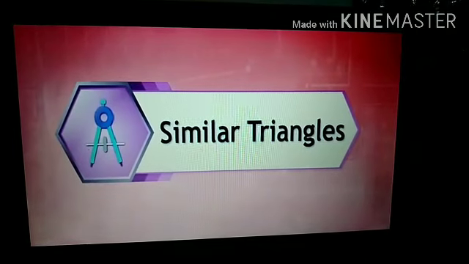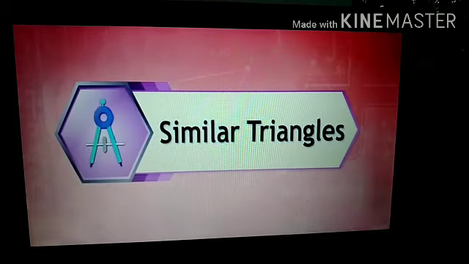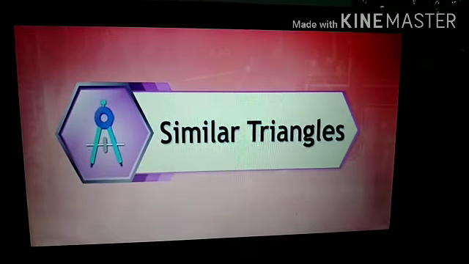Today, we are going to continue with the lesson on similarity. Let us first recall what we have studied in 9th standard about similar triangles.